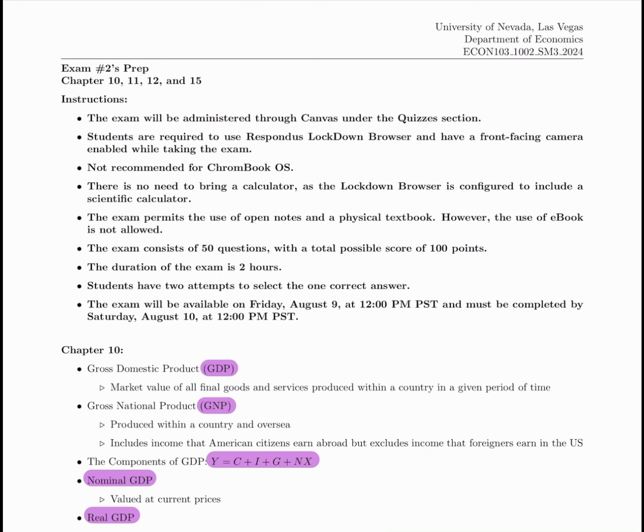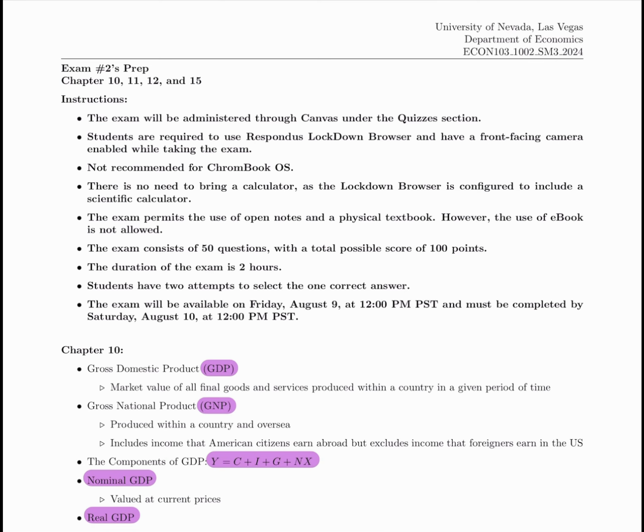The exam will be administered via Canvas under the quizzes section. It is mandatory for students to use Responder's lockdown browser and ensure that a front-facing camera is enabled during the exam. Please be aware that the Chromebook operating system is not recommended for running the web browser. There is no need to bring a calculator, as the lockdown browser is configured to include a scientific calculator. The exam permits the use of open notes and a physical textbook. However, the use of ebook is not allowed.